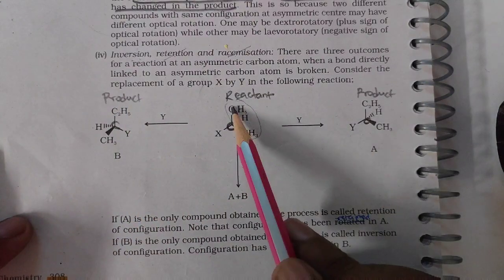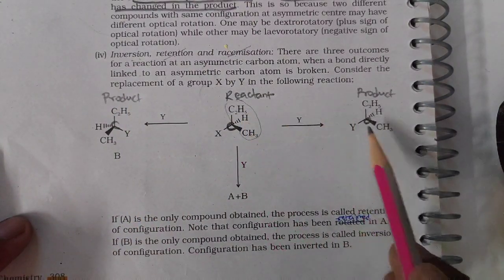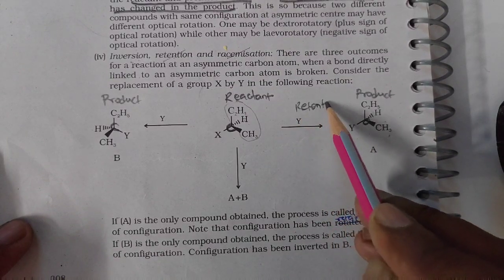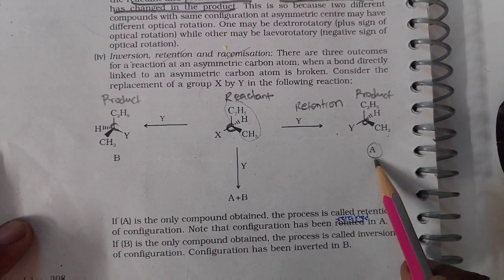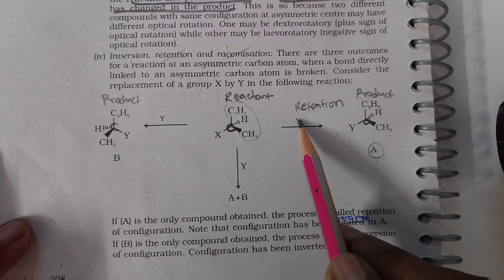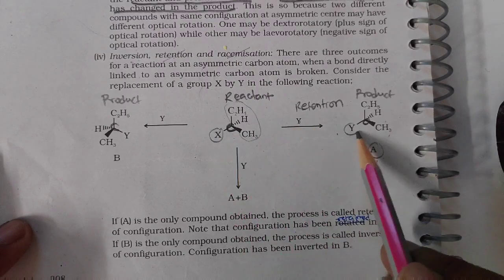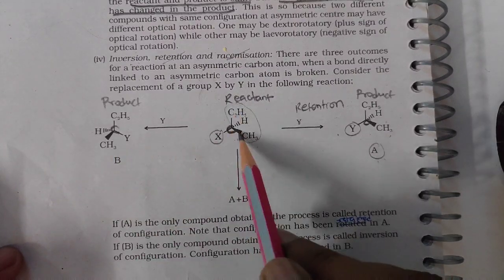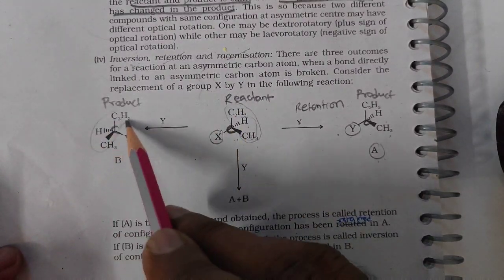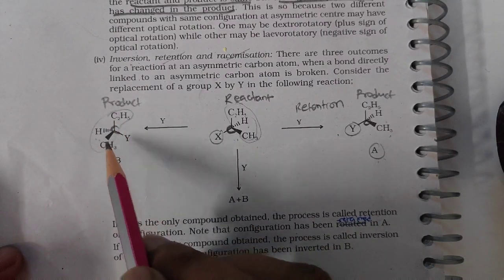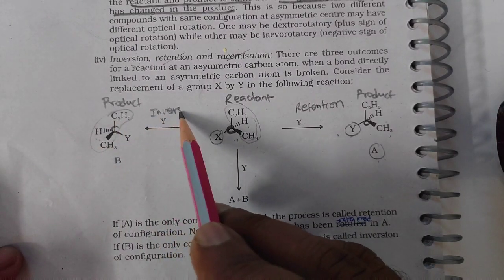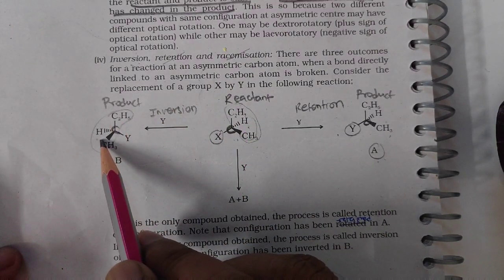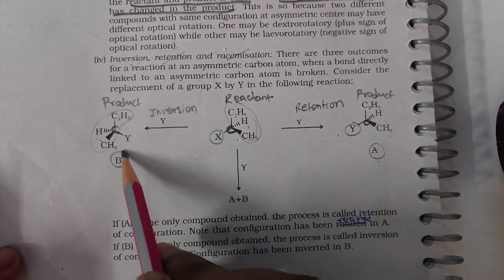Now in this case, you can see all the groups are on which side? Left side. Here also on the same side, so we can say this is retention of configuration. This is product A. Here the Y has attacked from this side only. Now again this is the reactant. In this case, this group is on the right side and all the other groups are on the left side. So we can call this an inversion, because the configuration has changed. This is your product B.